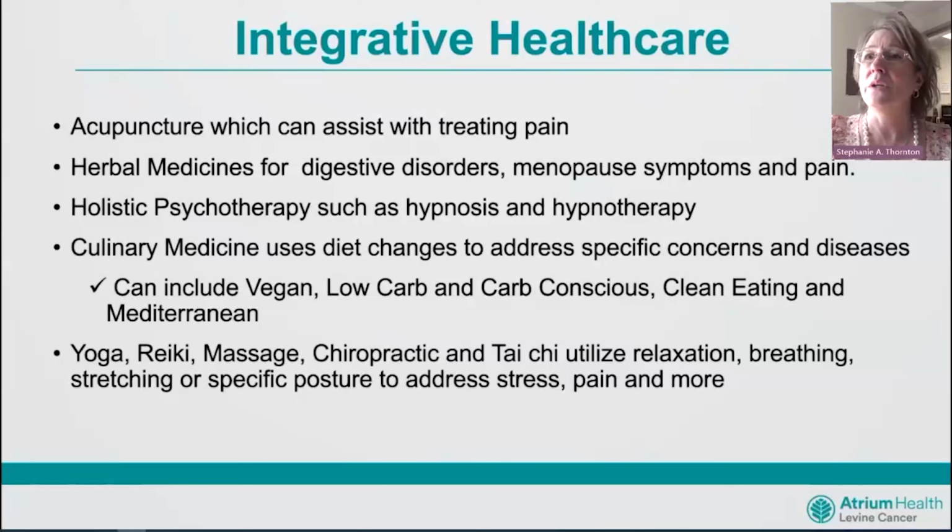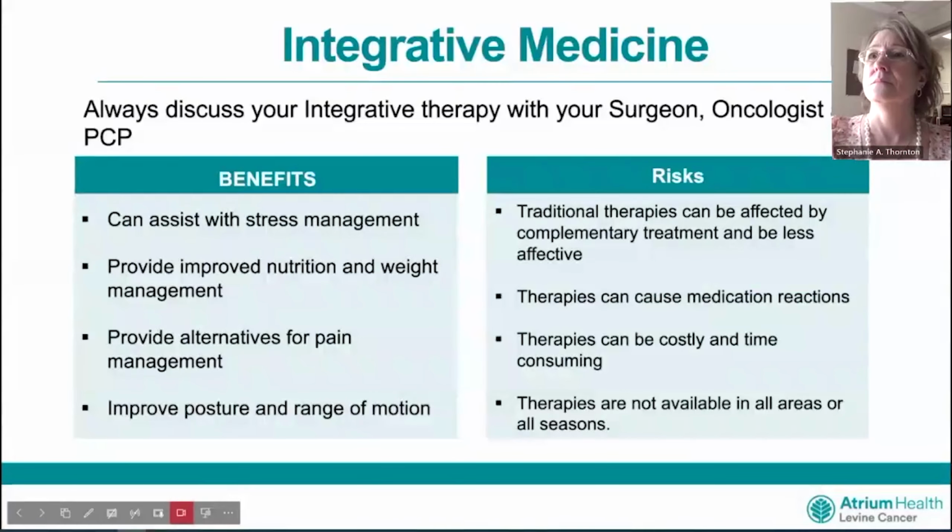There's also yoga, Reiki, massage, and chiropractic therapies, along with Tai Chi, which utilize relaxation, breathing, stretching, and specific posture to address stress, pain, and more. Always discuss your integrative therapies with your surgeon, oncologist, and your primary care provider.